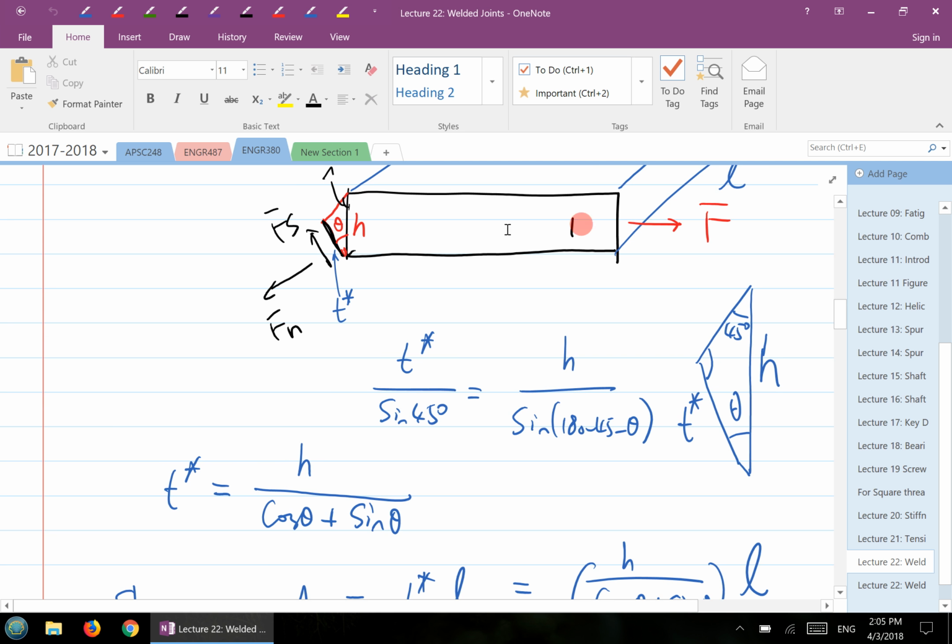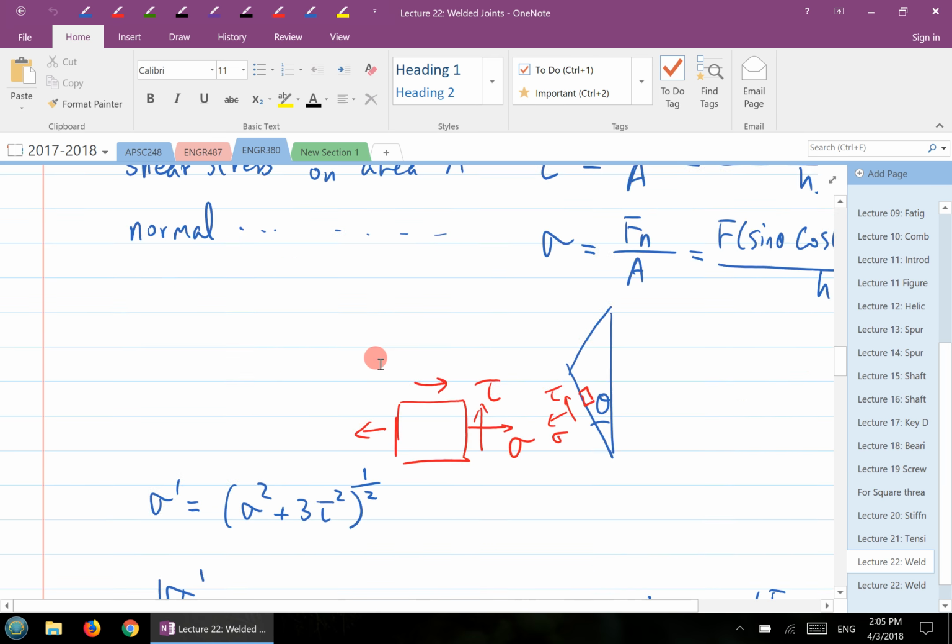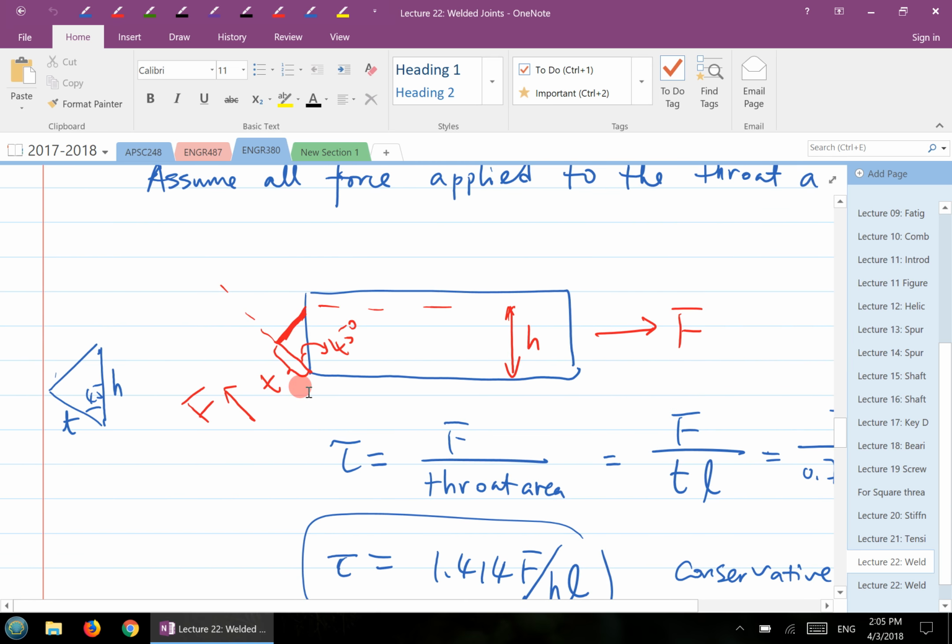The conservative model works like this: you cut at 45 degrees, which gives you the throat area. When you cut at 45 degrees at the fillet weld, we assume all the external force F will be acting as a shear force on that throat area. It really doesn't matter how you apply the force; we just apply the whole force F to the throat area, acting as a shear force. Then the stress is just a shear stress, F divided by the throat area, or the total throat area in case you have a weld group.